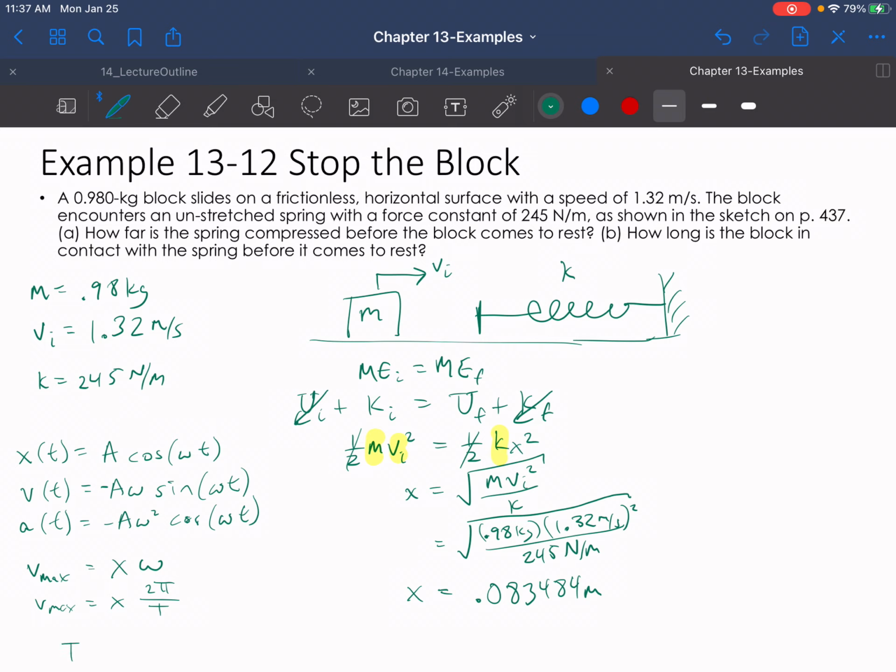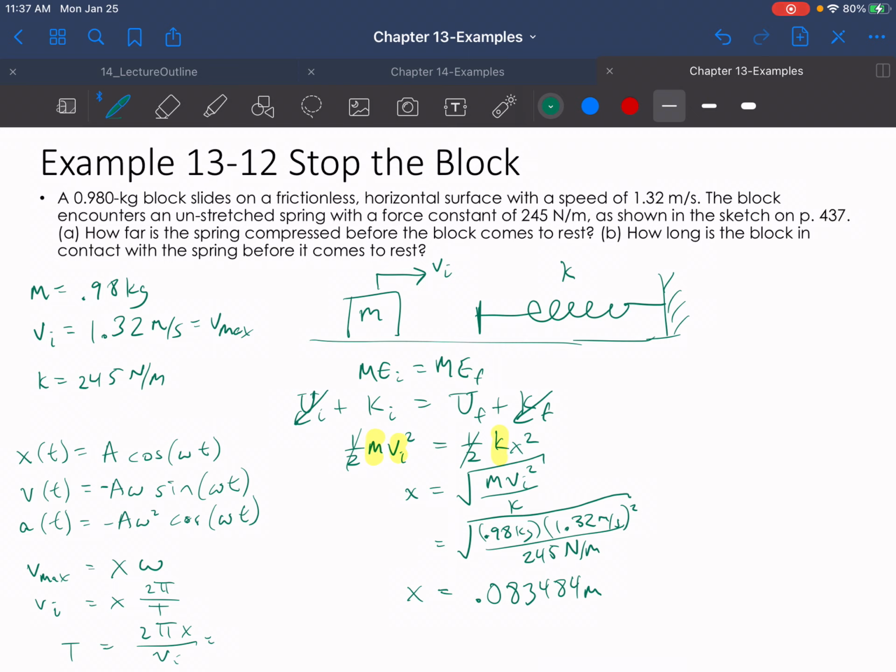So for the period, V max is actually VI, so this is V max as well up here. So T equals, multiplying that over, 2 pi X over VI. All right? And so then we can just plug this in. That gets us the period.